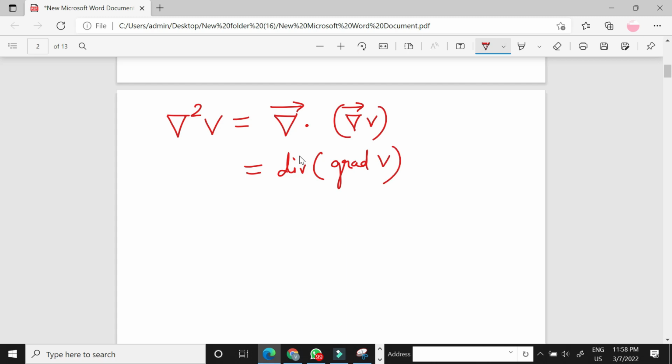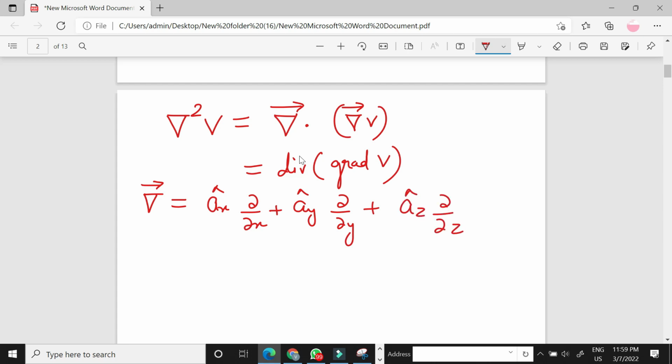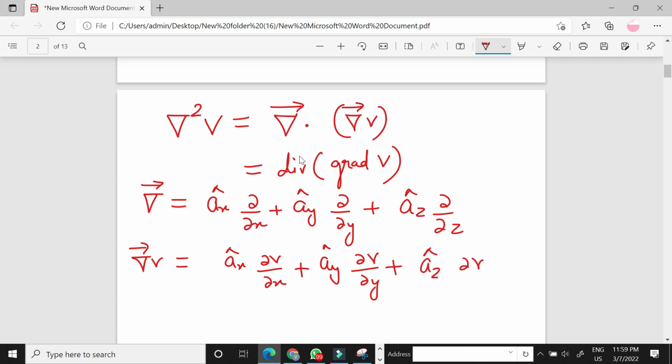So first of all, we should know what is del in Cartesian coordinate system. So del in Cartesian coordinate system is ax cap del upon del x plus ay cap del upon del y plus az cap del upon del z. Now what is the value of del V? Gradient of V, ax del V upon del x plus ay del V upon del y plus az del V upon del z.